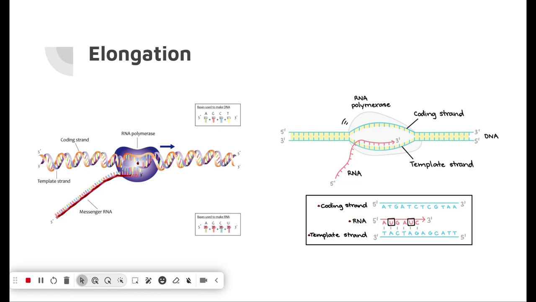The exception during elongation is that uracil is actually added in the complementary strand instead of thymine, because it's RNA, which uses that nucleotide. And basically, this process will continue until RNA polymerase reaches the termination signal.